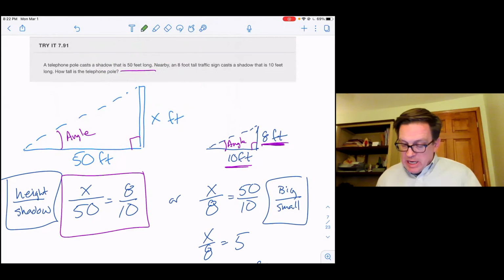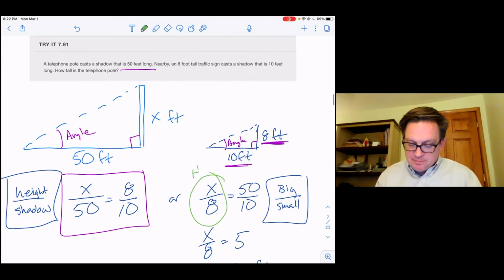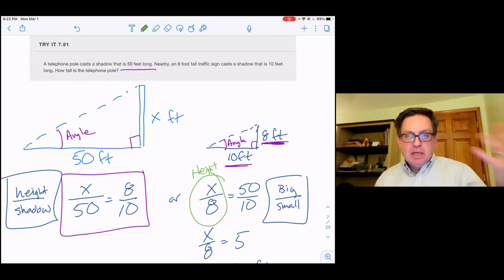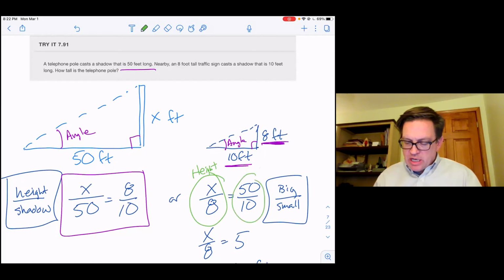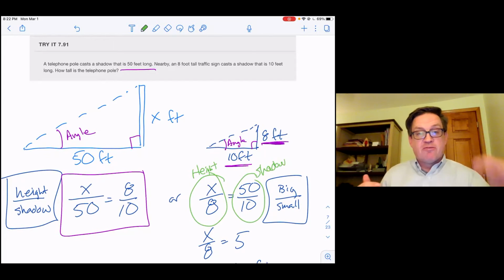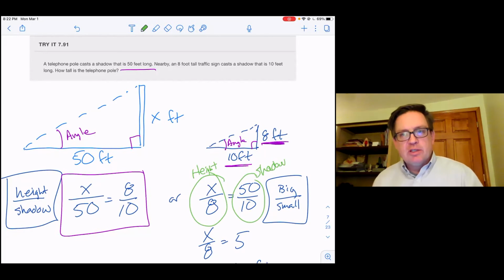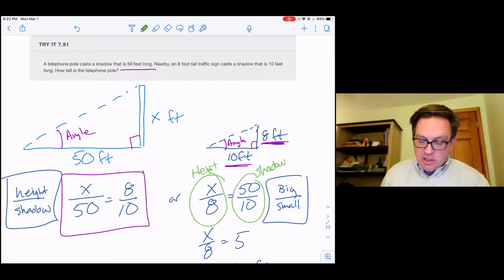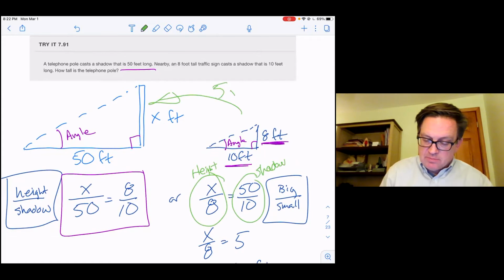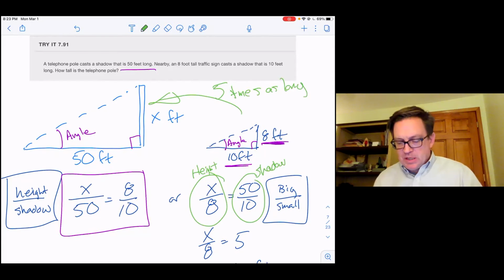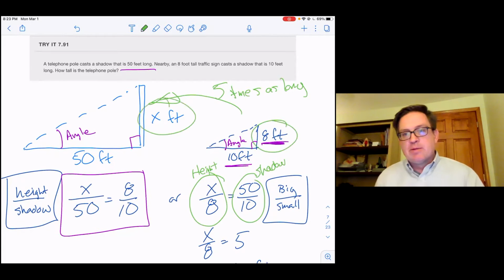Or we could switch and think about the big over the small. So here we've got the height. The height of the big thing, the telephone pole, is x, over the height of the shorter thing, the street sign, which is 8. And on the right, we've got the shadow. The ratio of the shadows is 50 to 10. So intuitively, you can think, okay, the shadow over here is 5 times as long, so it's 5 times as tall. So if this is 8, this one has to be 5 times 8.